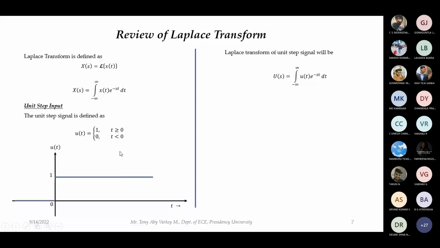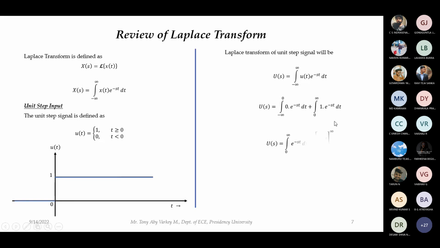Now t is varying from minus infinity to infinity. But what is the value of u of t between minus infinity and 0? It is 0. And from 0 to infinity it is 1. So I can split this integral like this: the integral from minus infinity to 0 of 0 times e to the power minus st dt, plus the integral from 0 to infinity of 1 times e to the power minus st dt. Is it clear?